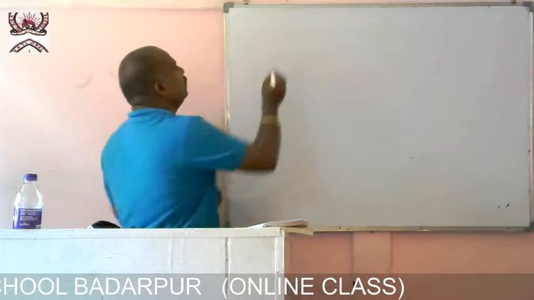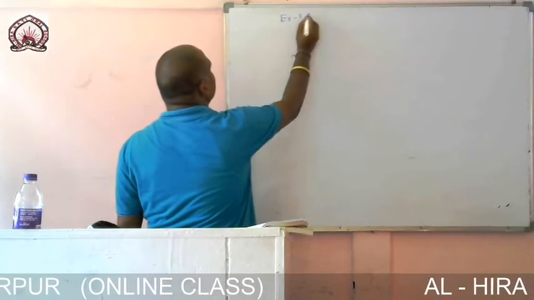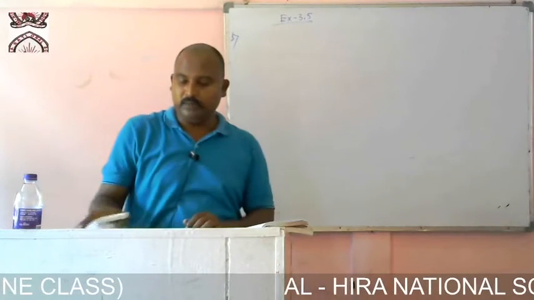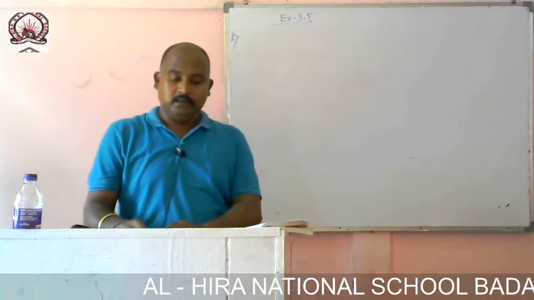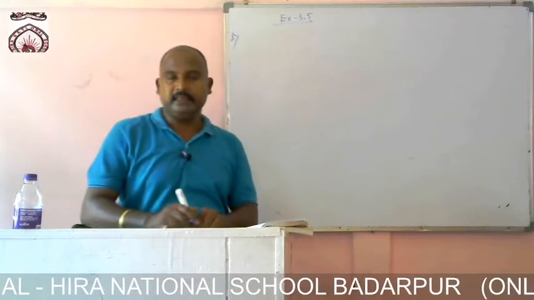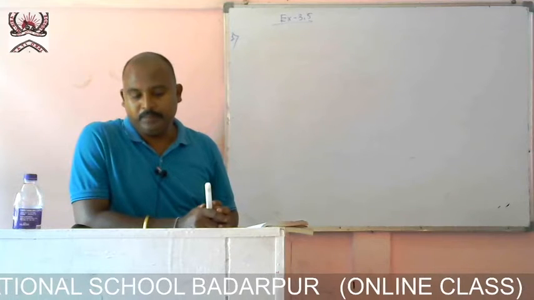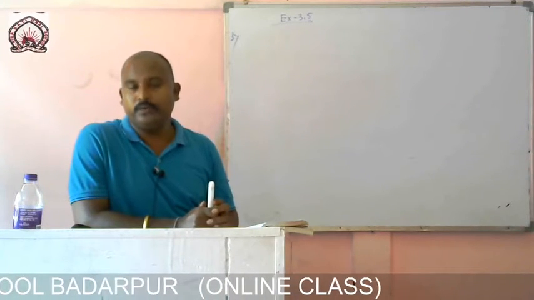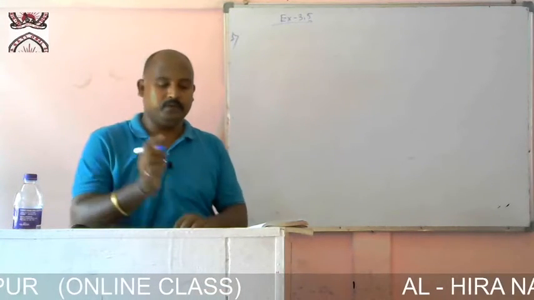Now we are coming to exercise 3.5, question number 1. What have they asked us? In exercise 3.5, question number 1, determine the integers between 50 and 100 which are congruent to 1 modulo 4.